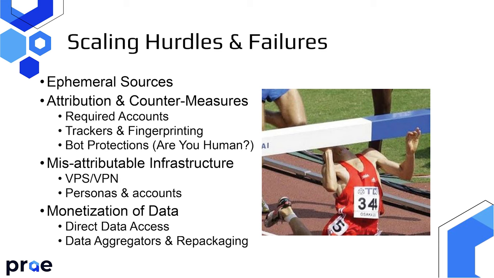But the other thing too now that's really annoying is a lot of the different data sources try to have attribution. So they're trying to fingerprint you. And they have all these active countermeasures. So typically now you actually have to create accounts in order to get access to some of the OSINT data. There's trackers, there's fingerprints, there's bot protections verifying that you're actually a human. So turns out scraping is frowned upon now.